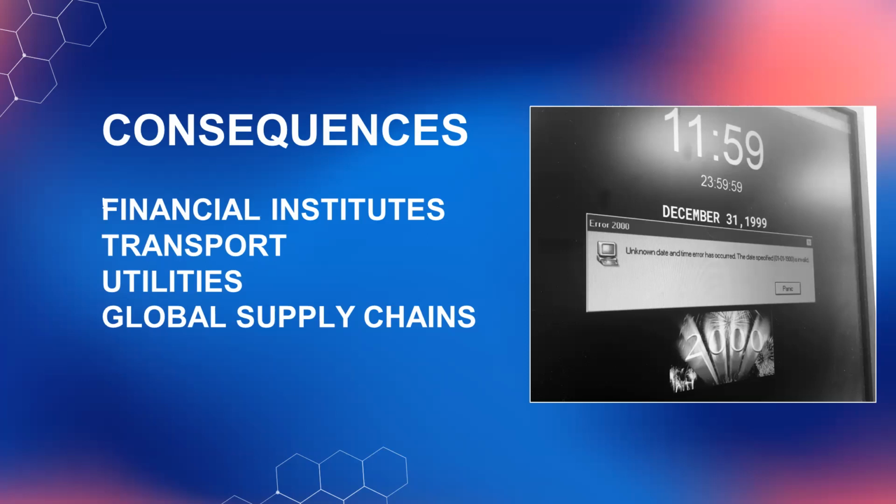However, as the new millennium approached, concerns about the Y2K bug began to emerge. Experts recognized that if left unaddressed, the bug could disrupt critical systems worldwide. The potential consequences ranged from minor glitches to widespread failures that could affect utilities, transportation, financial institutions, and even global supply chains.